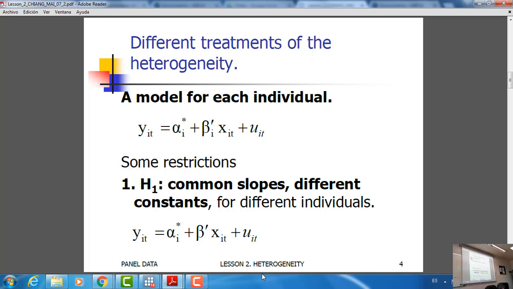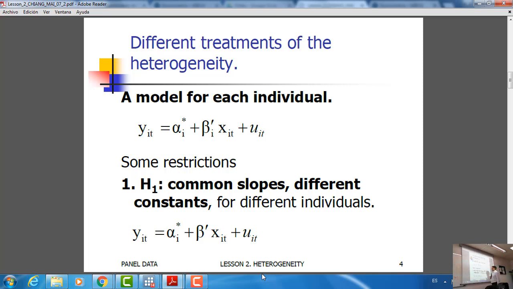Restrictions are good if they are true. But if they are not true, they are bad. So appropriate restrictions increase efficiency, and inappropriate or wrong restrictions lead to bias and inconsistency. This is something that you learn in basic econometrics.